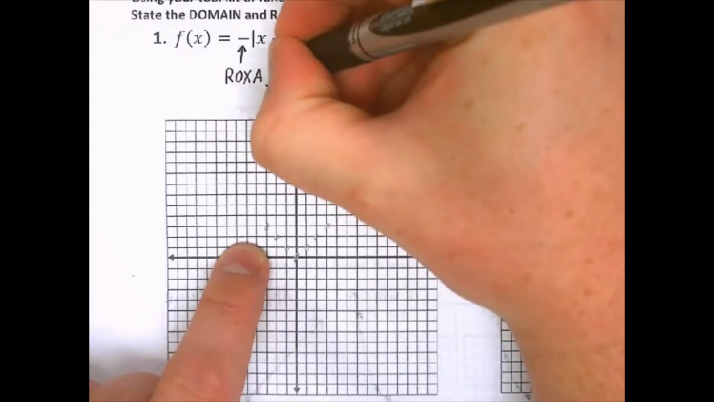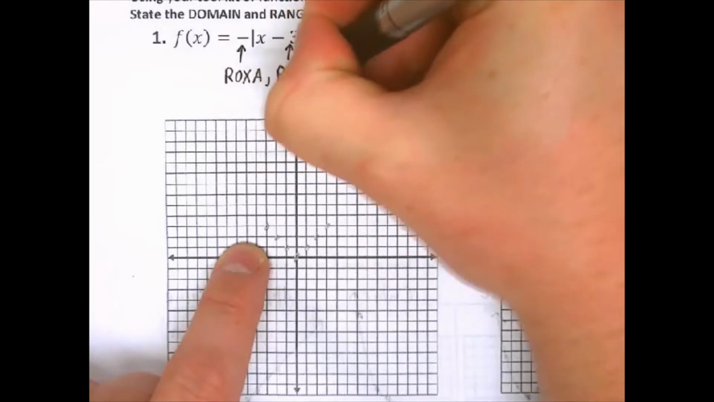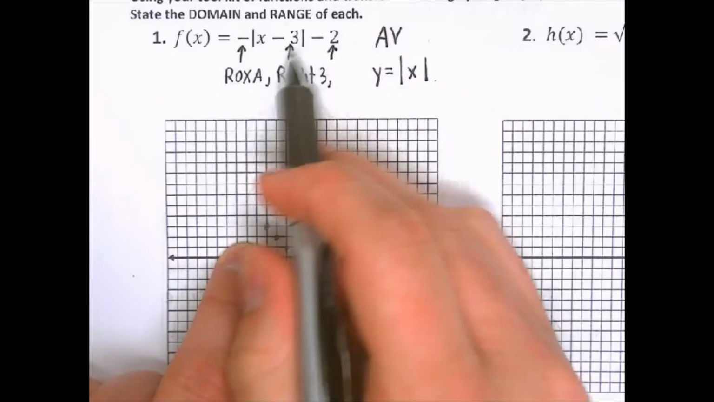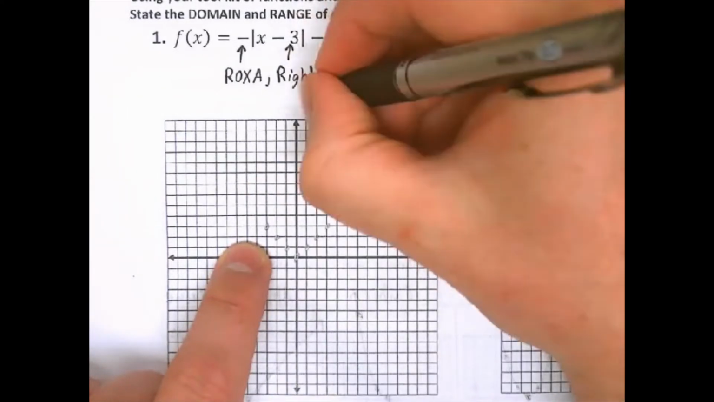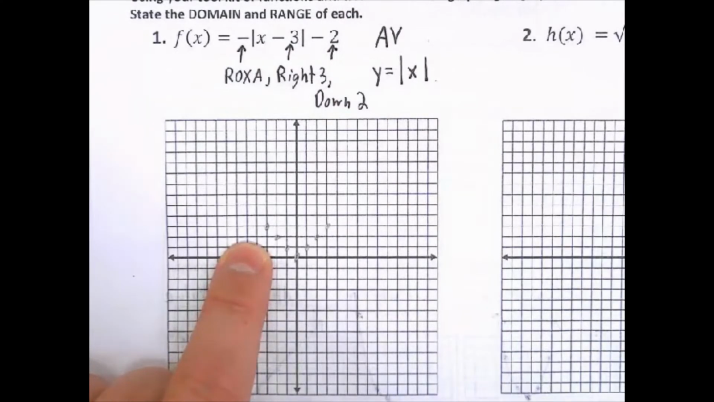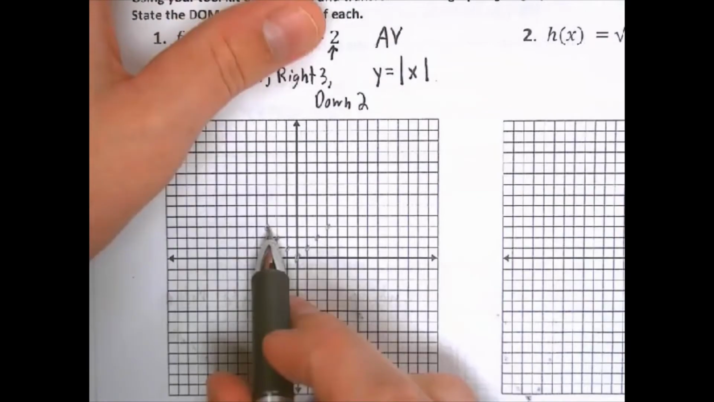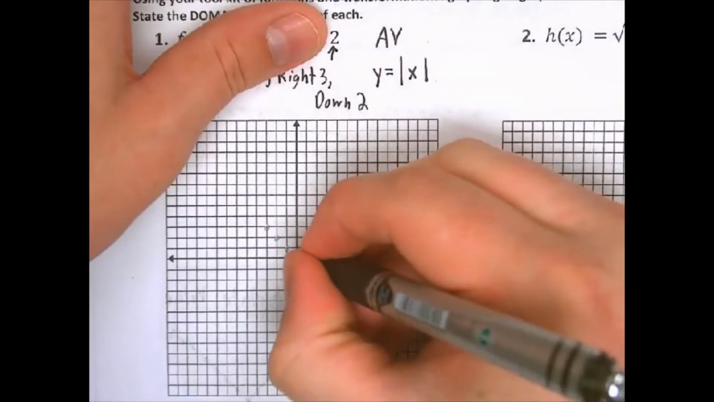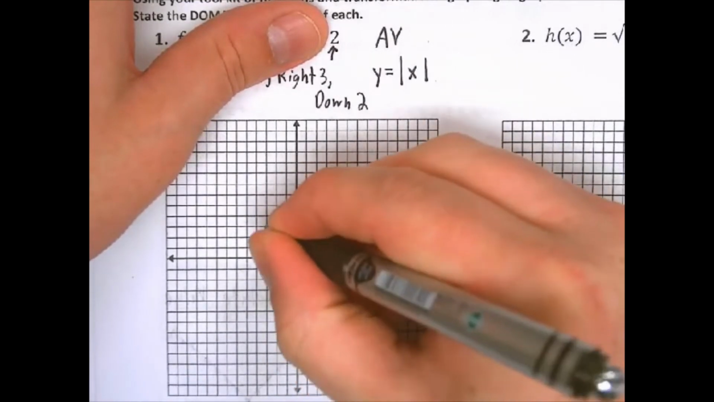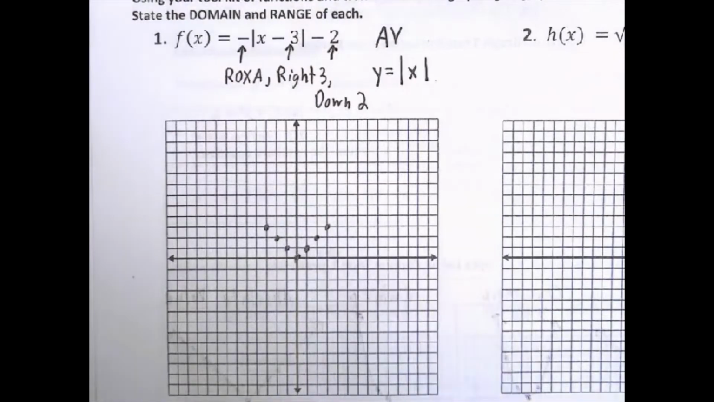This is right 3, because remember, everything inside the parentheses is going to do the opposite, and then this will go down 2. So I'm going to take each one of these points that I see, and I will graph the parent function in black ink, and I'll graph the actual function. That way you're able to see that much better.